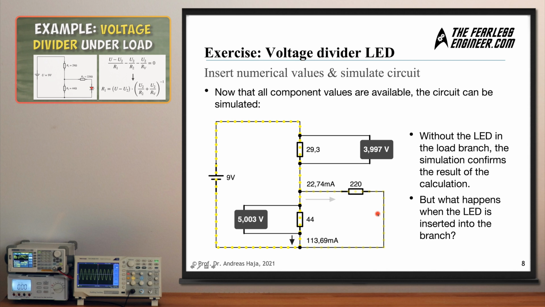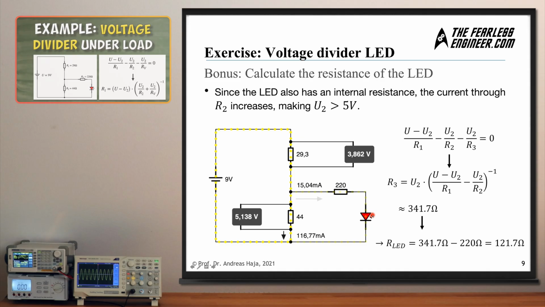It's going to have a resistance which is very much different from 0. It's going to be much higher, and this is why the current flowing through the LED is going to decrease significantly as soon as we enter it into this circuit here. And as you can see in the circuit here, by placing the LED in the same branch as the 220 ohm resistor, we lower the current from 22 milliamps to now 15 milliamps, just as predicted. And also the voltage across the resistor R2 increases to 5.138 volts. So we have changed the balance of the voltage divider by introducing this LED.